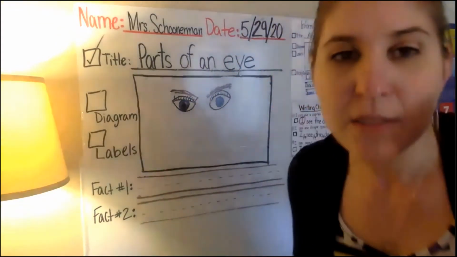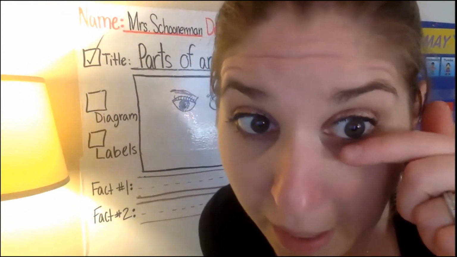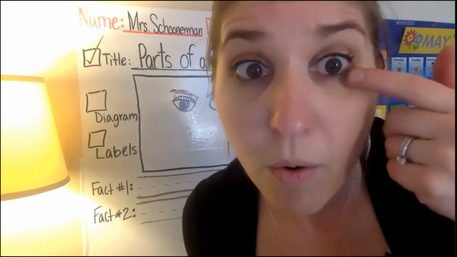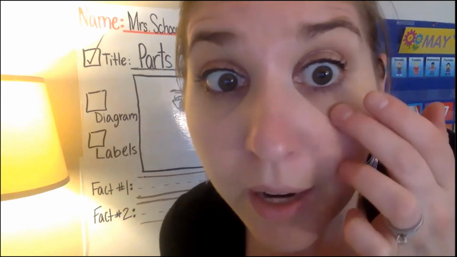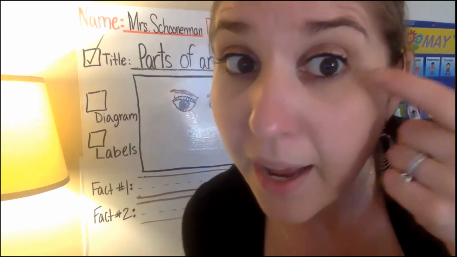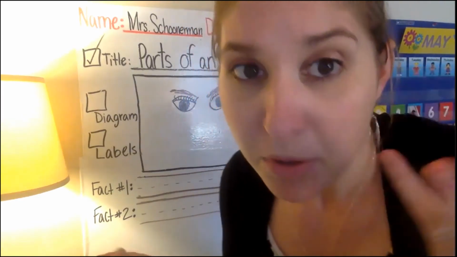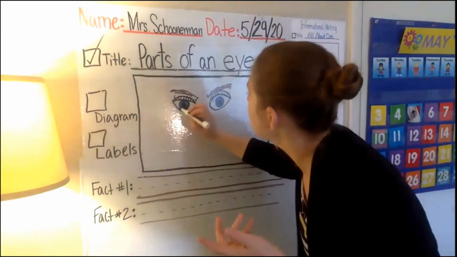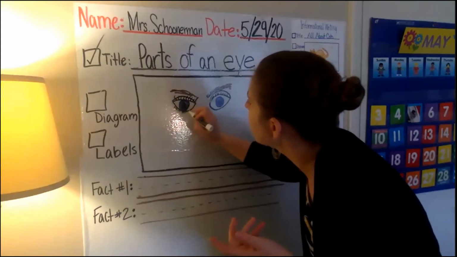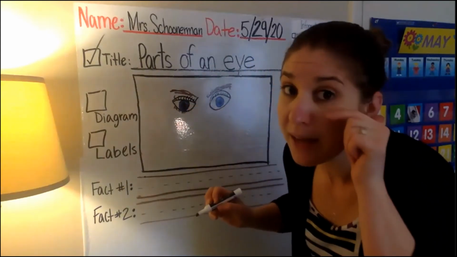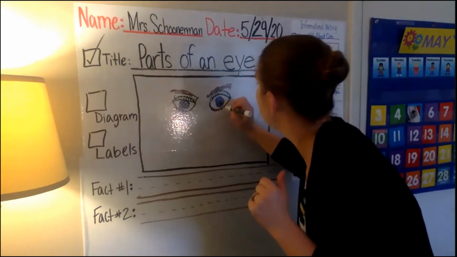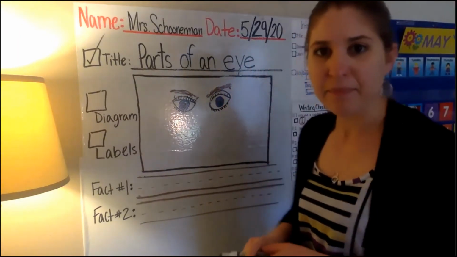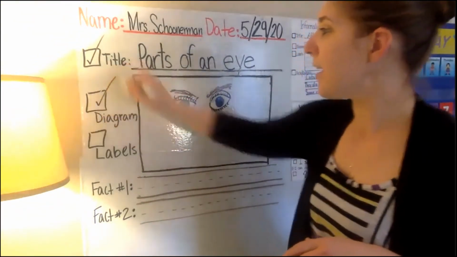You know what I noticed? I have eyelashes on the bottom too. Maybe you could take out a mirror and look at your own eyes. Look and see what color your eyes are. I could have added the color of my eyes. They're hazel. Maybe you could go look in the mirror and see what your eyes look like. So I'm going to add some eyelashes down here because there are eyelashes on the top and on the bottom. There we go. Okay. All right, so the diagram is drawn.